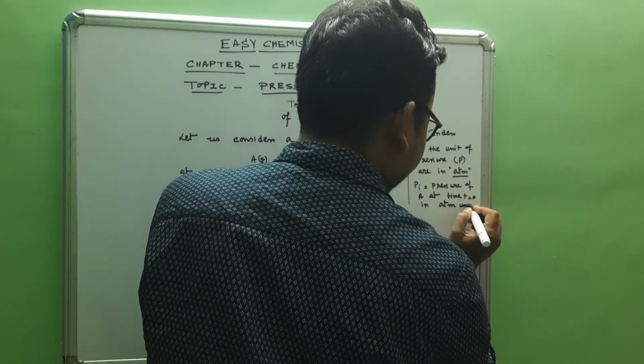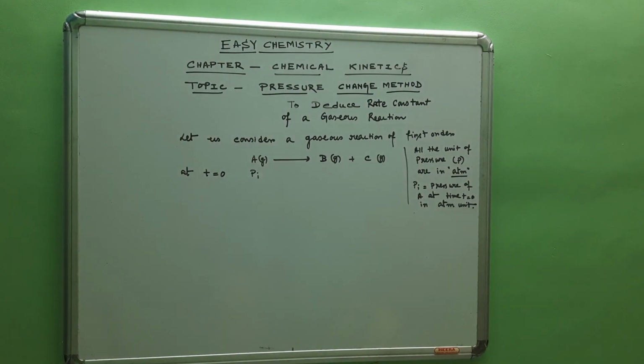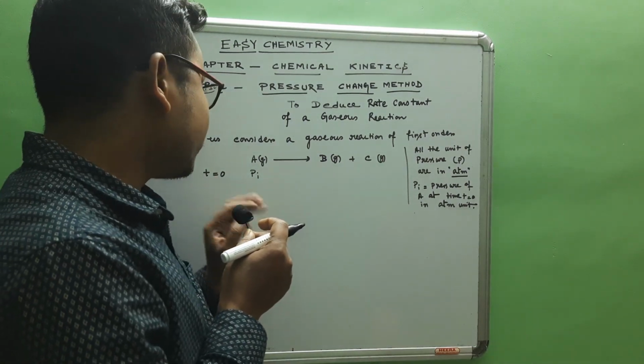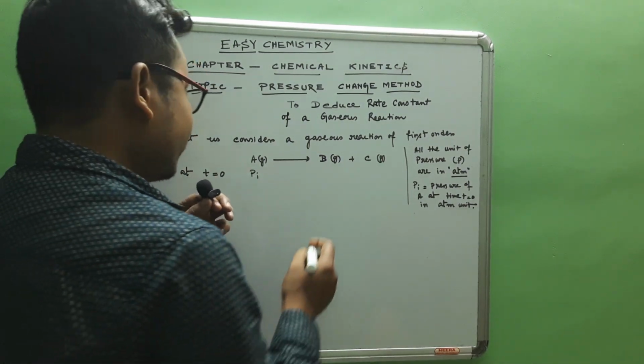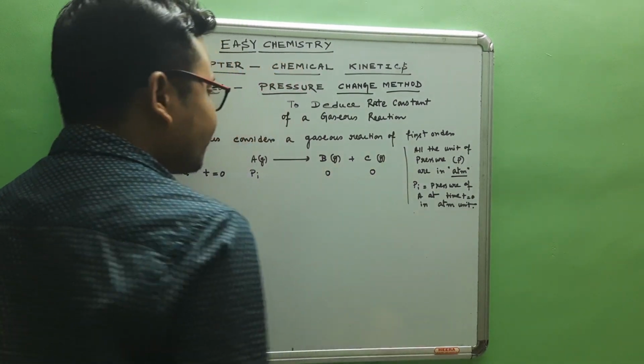Okay, hope the board is visible, and I am requesting my dear students to please write down the notes by pausing the video, and if any kind of obstacles you are facing, write down in the comment section. So at initial time, that is t equals to 0, no B and C are being formed, so the pressure of B and C will certainly be 0.